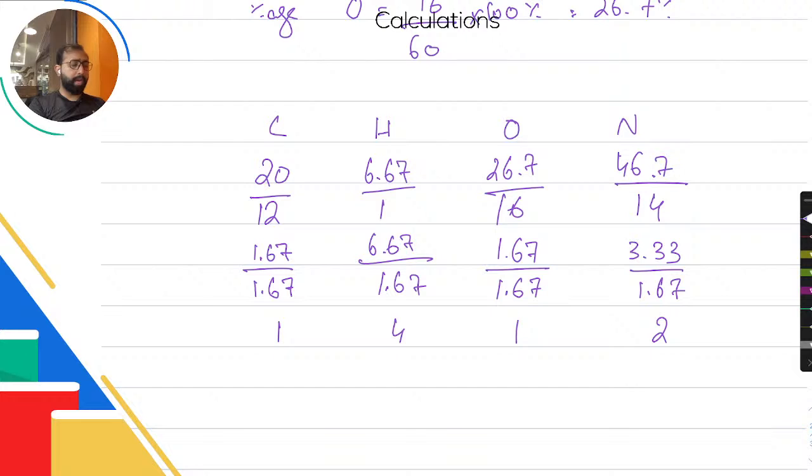So there you go. My ratios tell me that I have C1O1N2H4. That is my empirical formula.